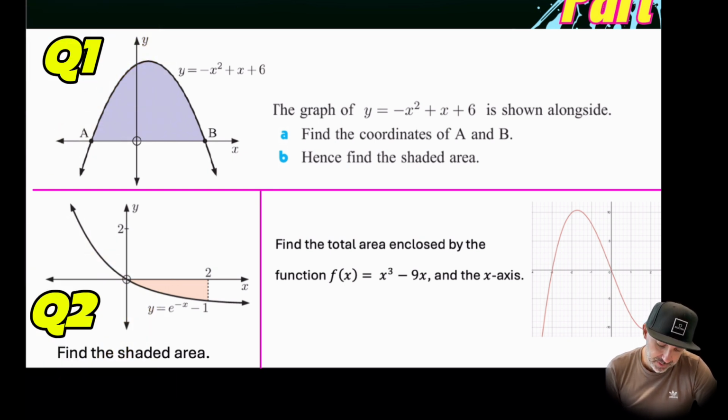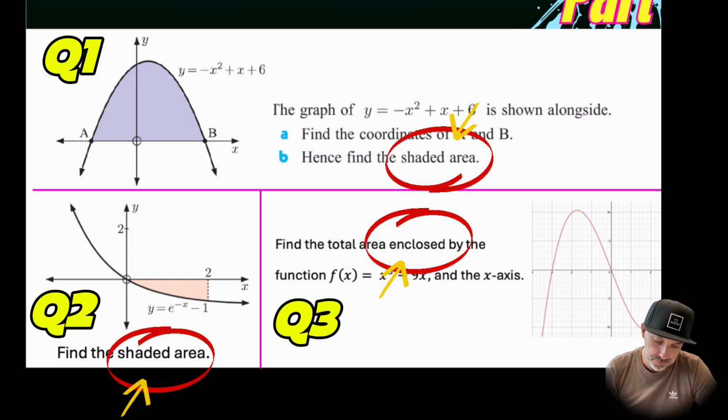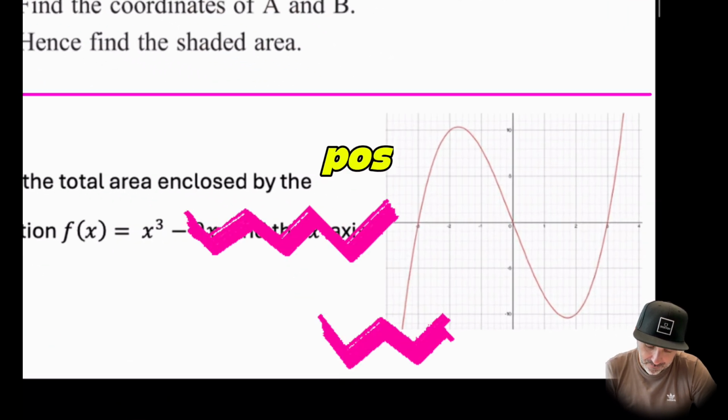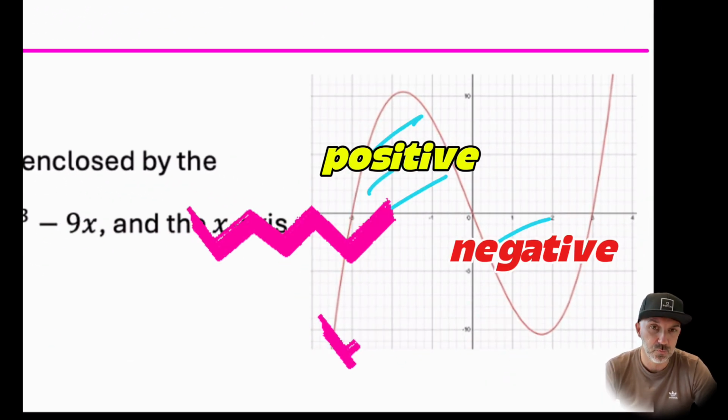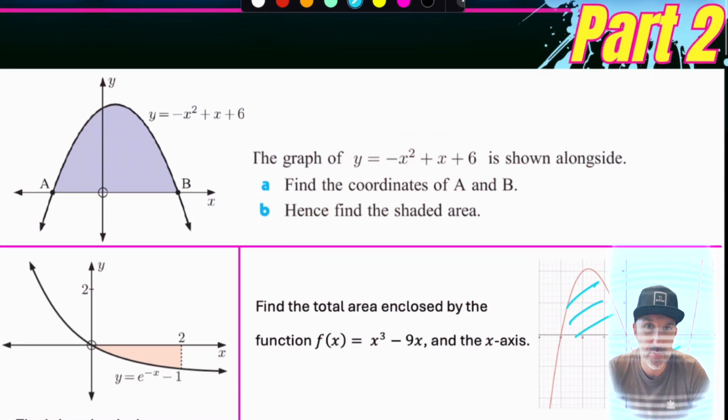In these 3 examples though, they're slightly different to part 1, where the area appears below the x-axis, and in some cases they're asking you to find the area bound between the curve and the x-axis, and that involves a positive and negative and just what to do in that instance. So there's 3 slightly different questions here. Let's dive in.